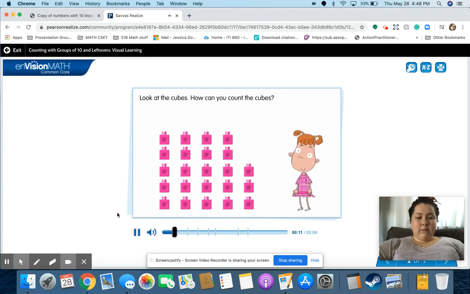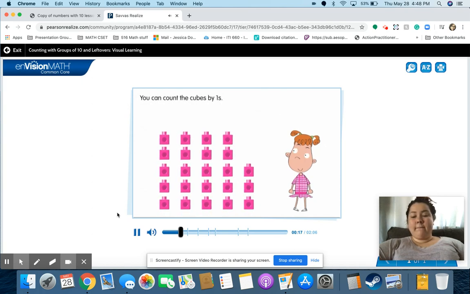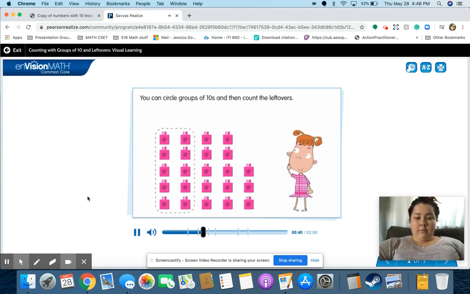Look at the cubes. How can you count the cubes? You can count the cubes by ones. How many cubes are there? If we counted one by one, how many are there? There are 23 cubes. How can you find out how many groups of 10 and leftover ones there are? We can skip count by tens, right? So we can see 1, 2 groups of 10 and 3 left over. You can circle groups of 10s and then count the leftovers.